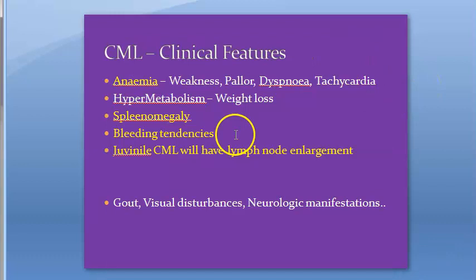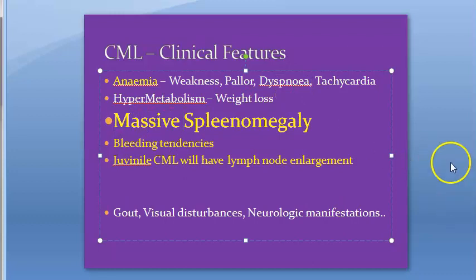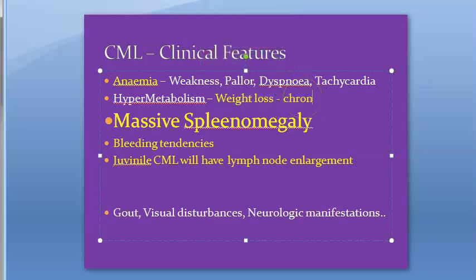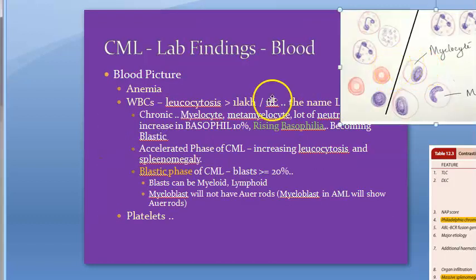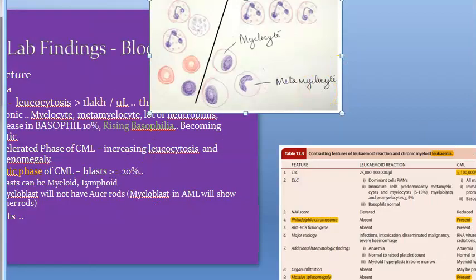Okay, guys. So the splenomegaly is massive. You should not forget. Massive splenomegaly will be there in CML. There will be weight loss. That's why it is called a chronic condition. Now in the blood picture, you can see that there are a lot of myelocytes and metamyelocytes. A lot of basophils can be there.